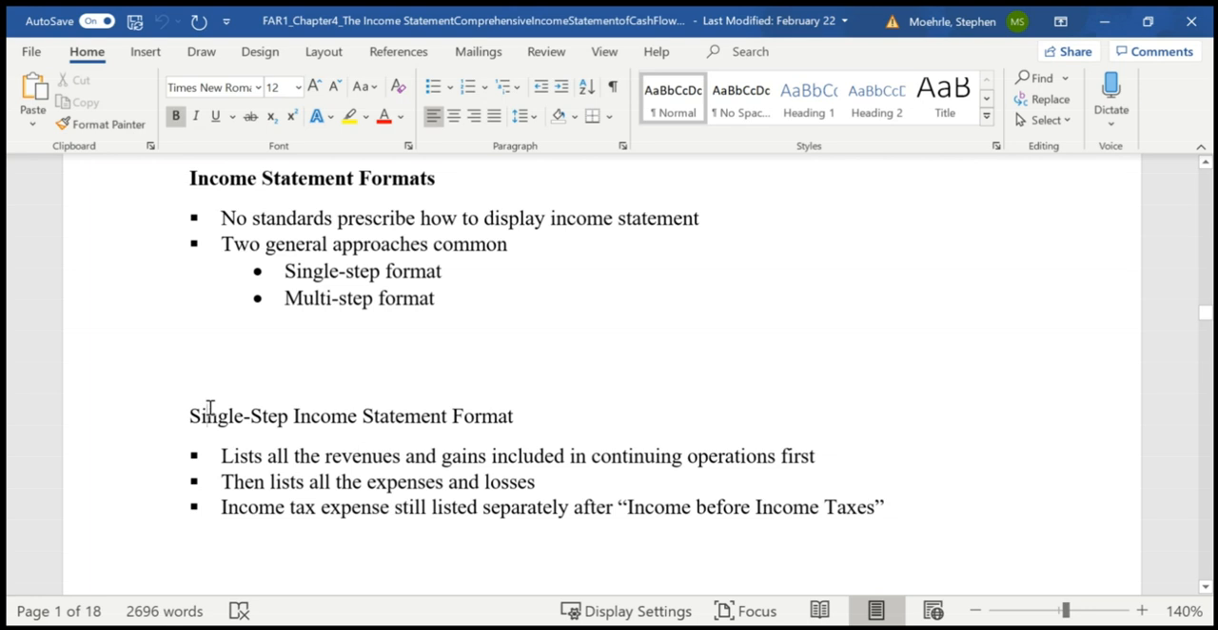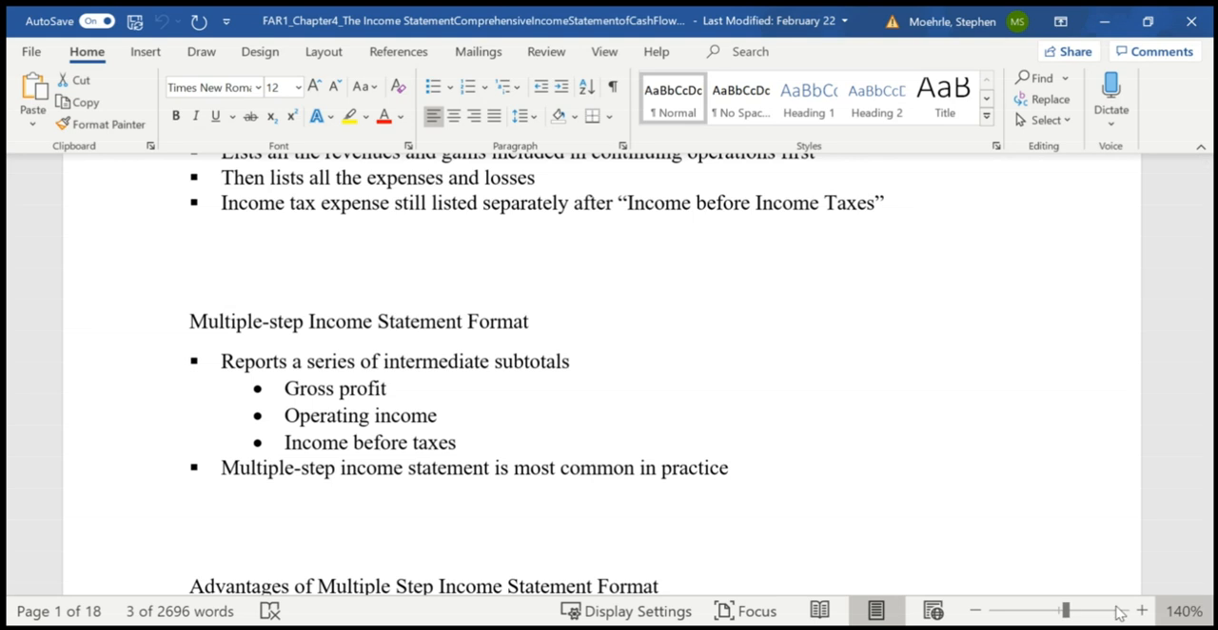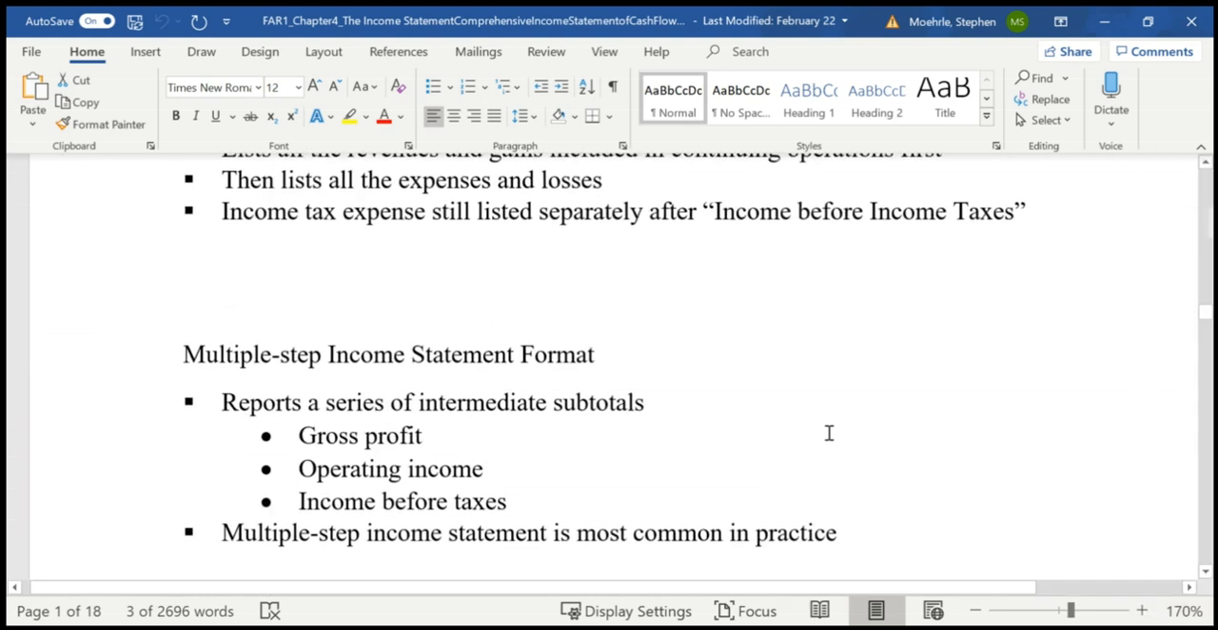Let's distinguish the single-step income statement from the multi-step income statement. The multi-step income statement reports a series of intermediate subtotals. It reports gross profit, that's sales minus cost of goods sold. It reports the subtotal for operating income, which is gross profit minus operating expenses. And it reports a subtotal for income before taxes, which is operating income minus non-operating income and expense. The multi-step income statement is the most common in practice by far.